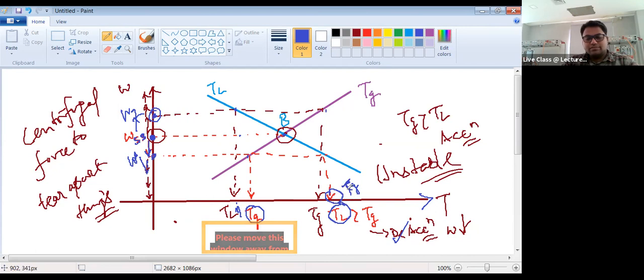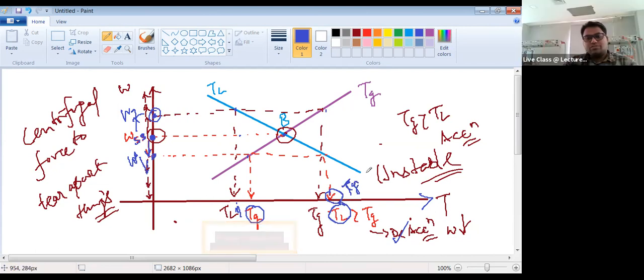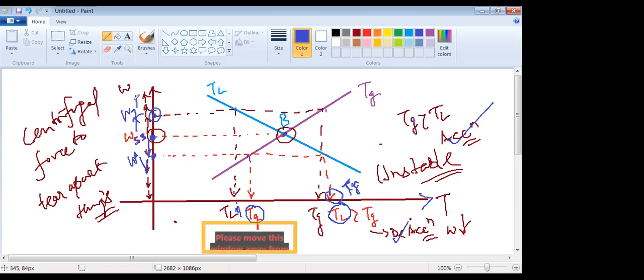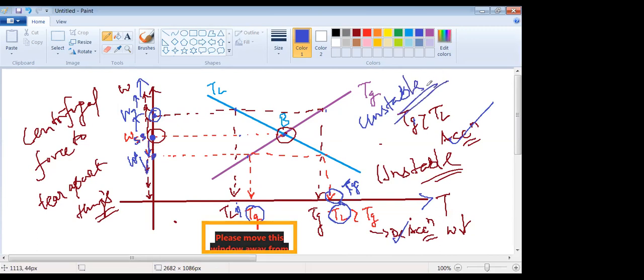Which one is higher in this case? TG is higher, greater than TL. So what? Accelerating torque? If TG is greater, it will accelerate. Yes, so it will keep on accelerating. It will reach a dangerous high speed, after which you don't know what will happen to that thing, right? So that is why this system is unstable. Do you get it now? Yes sir, I got it now.